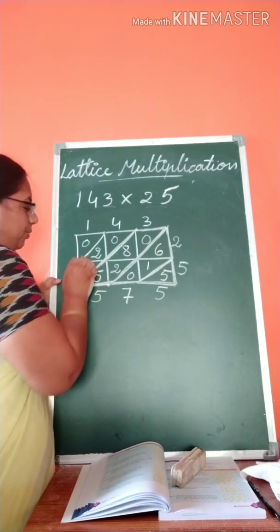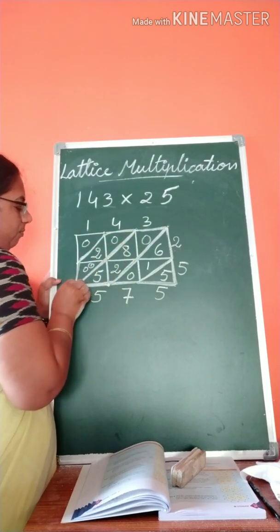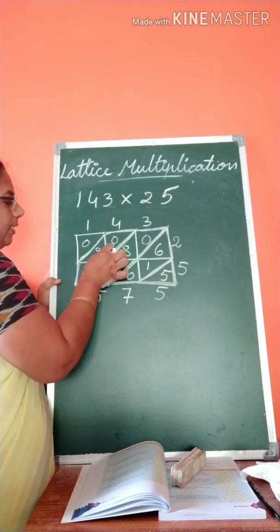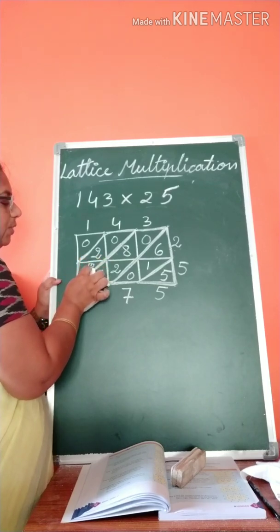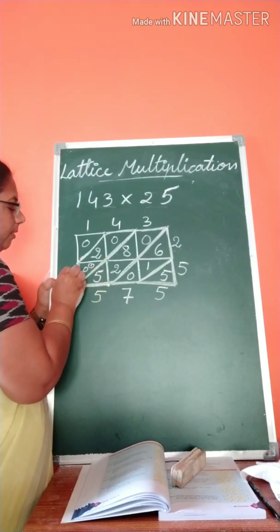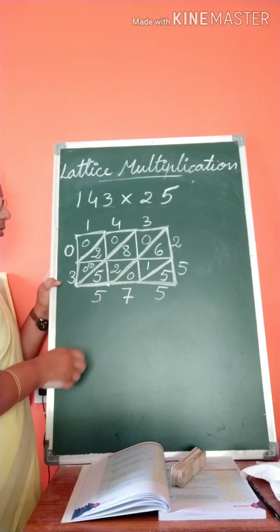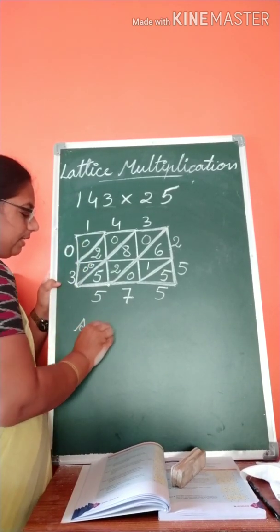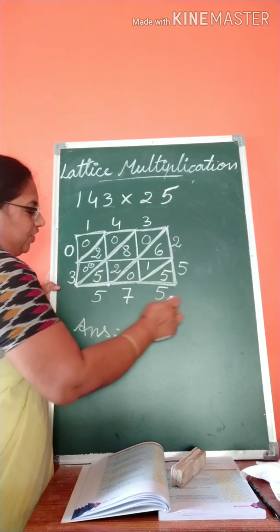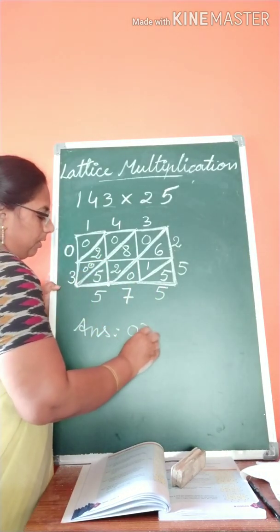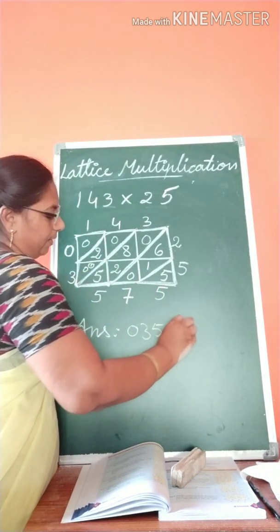Okay, now coming to this shape. What are the digits here? 0 plus 2 is 2, plus 1 is 3, plus 0 is 3, and this is 0. So what is the answer here? How to write the answer? We should write the answer in the L shape. So 0, 3, 5, 7, 5.